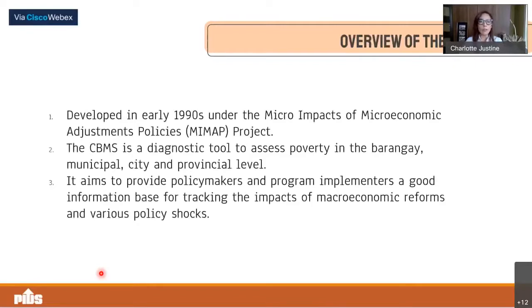Now, an overview of the CBMS. It was developed in the early 1990s under the Micro Impacts of Macroeconomic Adjustment Policies, MIMAP, project that Dr. Reyes mentioned earlier. It is a diagnostic tool to assess poverty at the barangay, municipal, city, and provincial level. It also aims to provide policymakers and program implementers a good information base for tracking the impacts of macroeconomic reforms and various policy shocks.